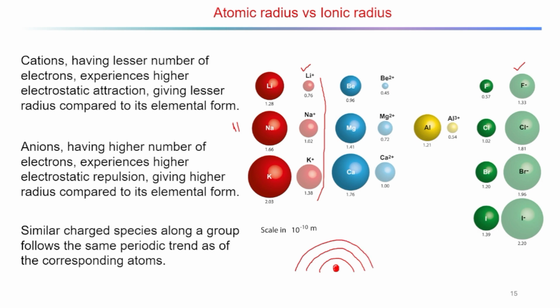Let's see in case of sodium. In case of sodium, we have 2 electrons here in the first shell. Then we have 8 electrons in the next shell. And we have 1 electron in the last shell. So this one is in the last shell, right?